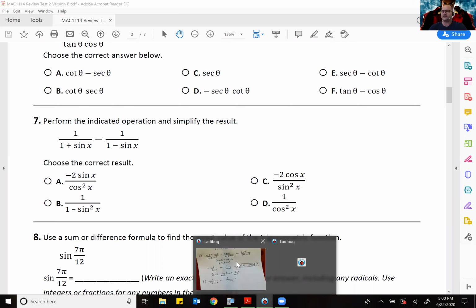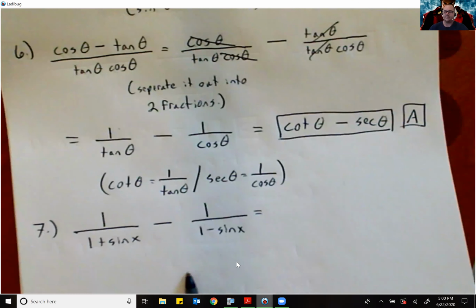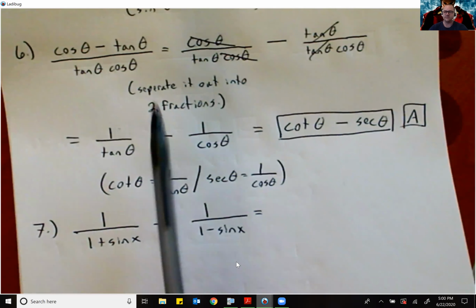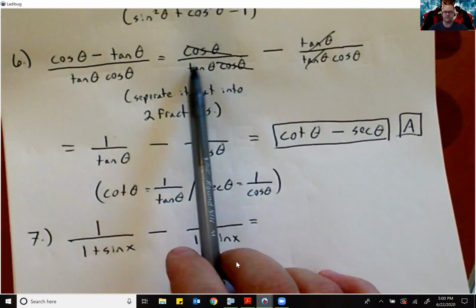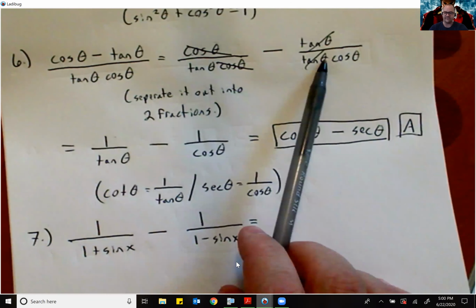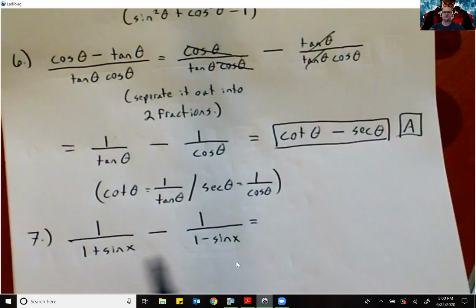So what are we going to do on this? Exactly the reverse of what we did in 6. In 6, we separated them out. In number 7, put them back together. So notice that the problems that you're doing kind of relate to each other with the one right after them. Okay? So let's put these back together.